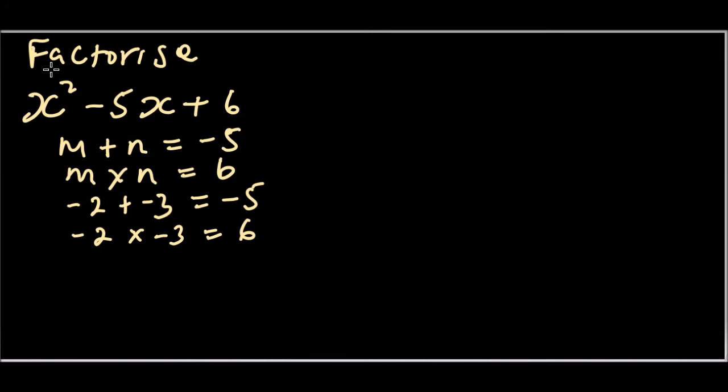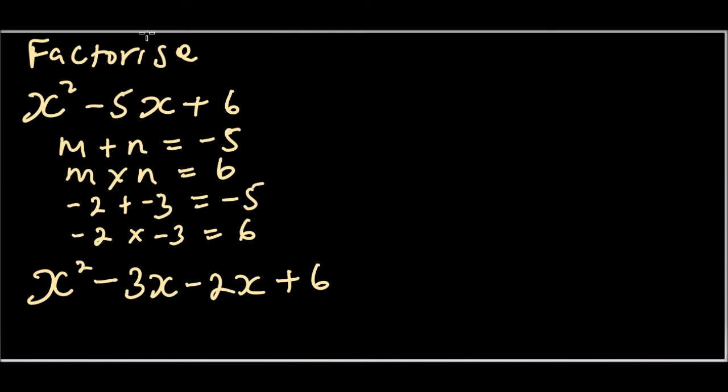So we now rewrite, or modify, not change, our expression. We write x squared minus 3x minus 2x plus 6. You can start with either minus 2x or minus 3x, no problem. Note that minus 3x minus 2x is the same as minus 5x, so we have not changed our expression.